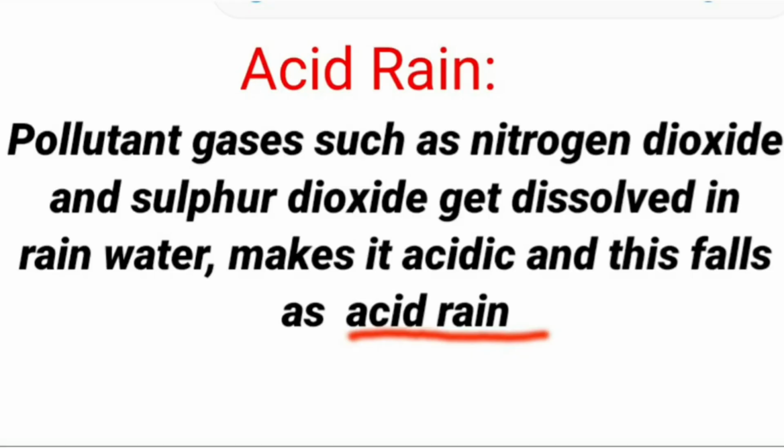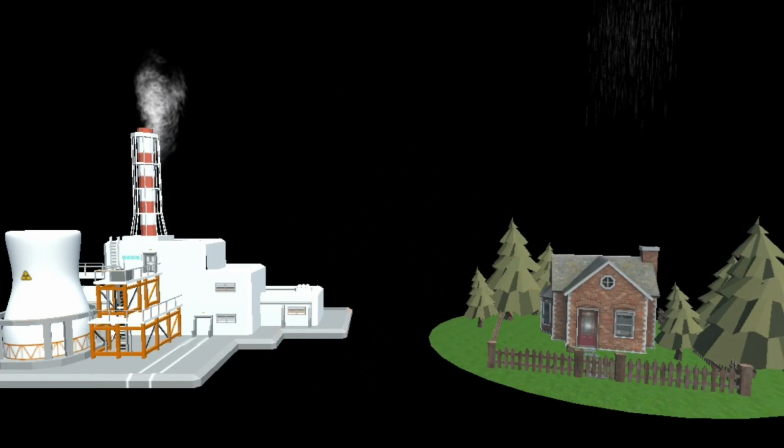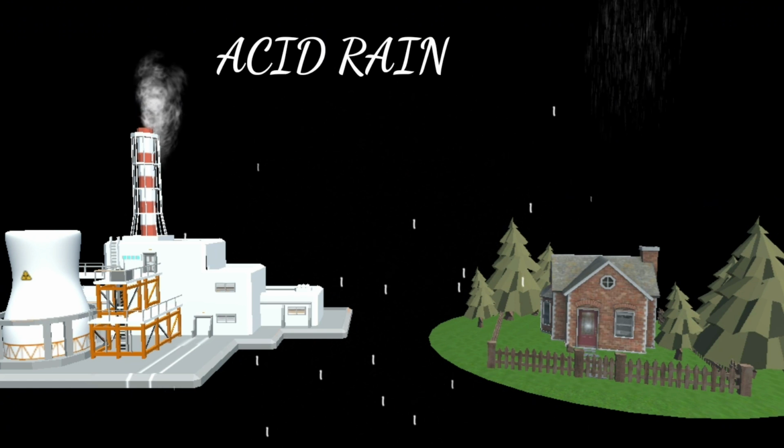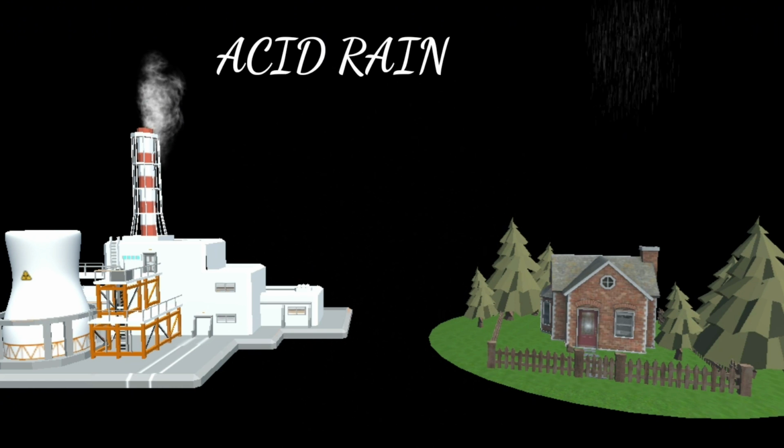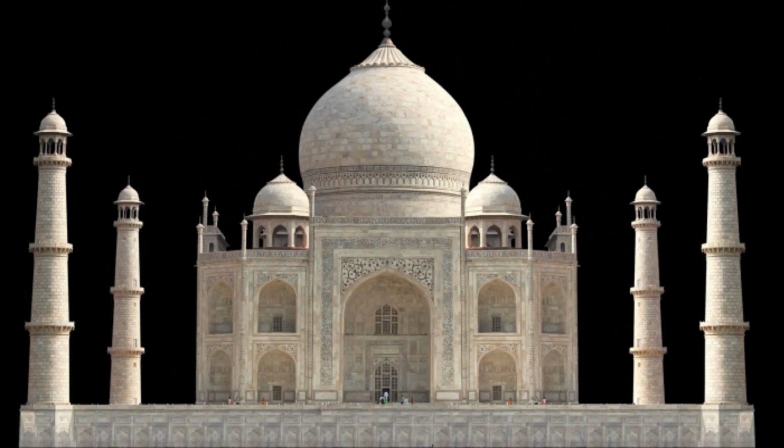These oxides get mixed with air and cause acid rain that leads to many harmful effects like corrosion of monuments, etc. One of the examples is the Taj Mahal. Taj Mahal is facing a great threat due to the Mathura refinery as it produces a huge amount of sulfur dioxide and nitrogen dioxide.